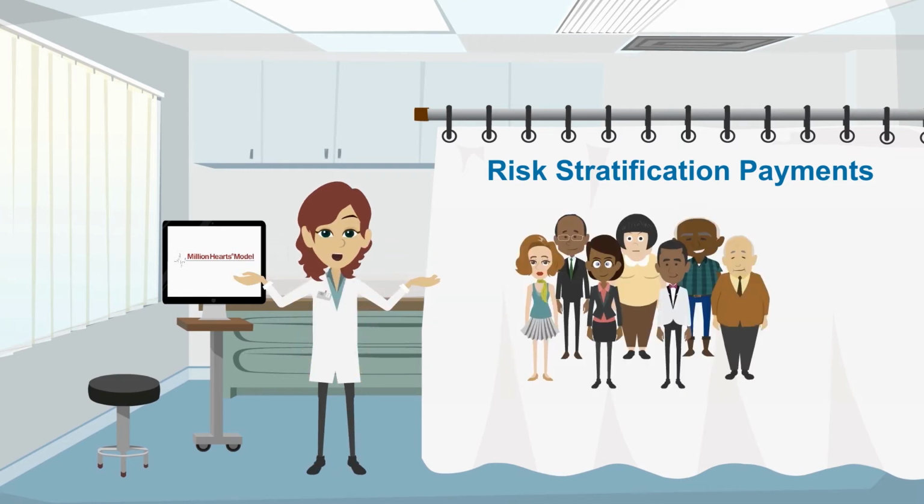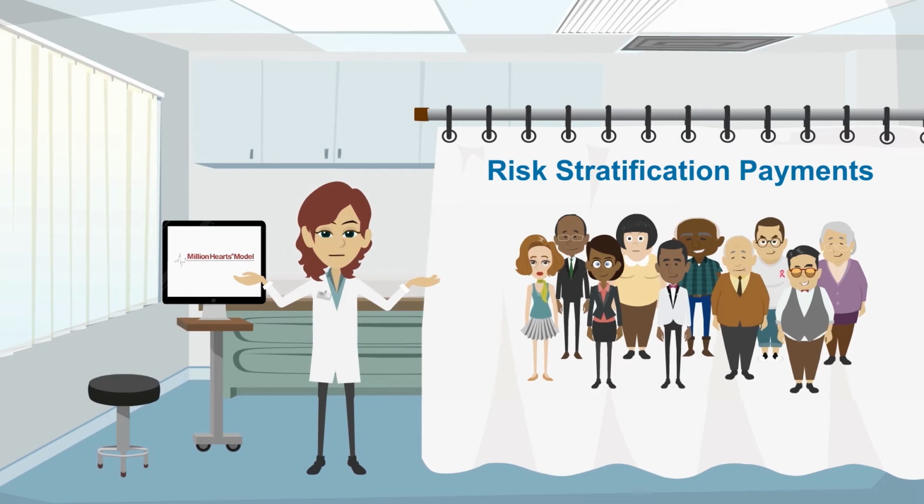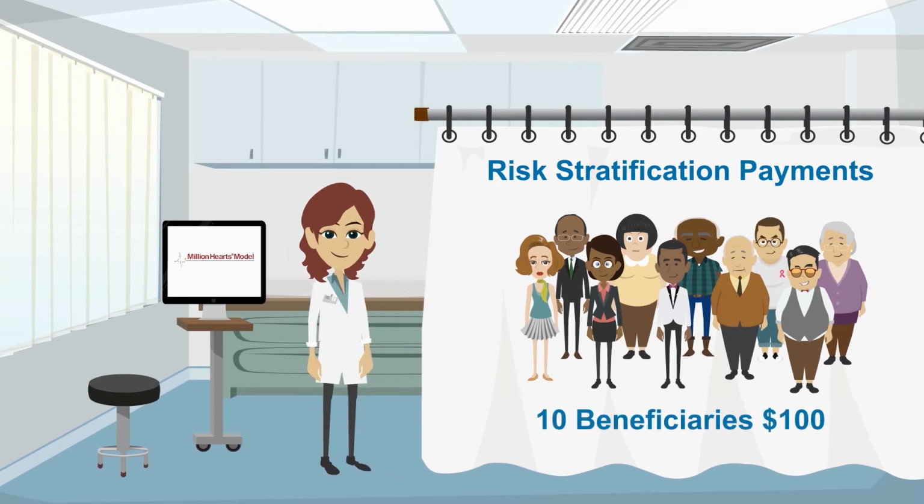So if I enrolled 10 patients at any point in the model, we could receive $10 each, for a total of $100. Correct. Regardless of their CVD risk level, your organization will receive $10 for every eligible beneficiary that you enroll in the Million Hearts model. Great, thanks. I'm going to enroll and risk stratify as many of my eligible patients as I can. This will also give me a broader understanding of my overall patient population CVD risk profile.